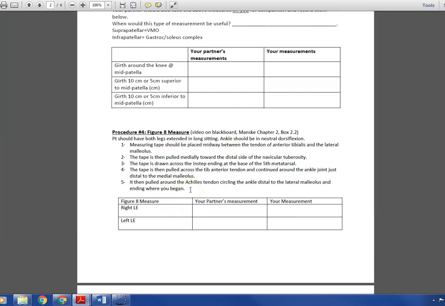Now you may see different therapists do this slightly differently. Some individuals will wrap the tape measure superior to the medial and lateral malleoli. Some will wrap it inferior. So I would keep note of that and see which therapist you're working with and how they take the measure, because you'll get slightly different values when you do it 2 different ways. Okay? Make sure that you record your measurements here.